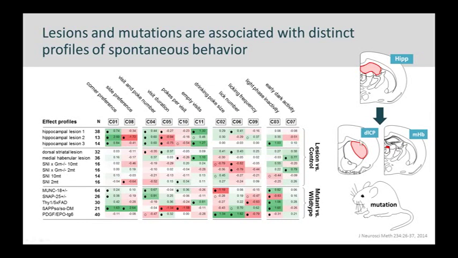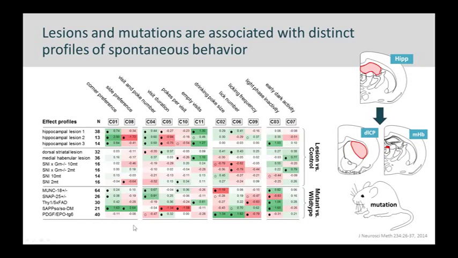When we compared this to animals that had a lesion of the dorsolateral striatum, which are shown here, these lesions produced a clearly different pattern. Animals that had a lesion of the medial habenula also showed a pattern of changes that was clearly different from that with hippocampal lesions, although there was at least one change that was similar to what we saw in animals with hippocampal lesions. This is a set of experiments where we applied lesions to peripheral nerves, and we saw again different patterns there.